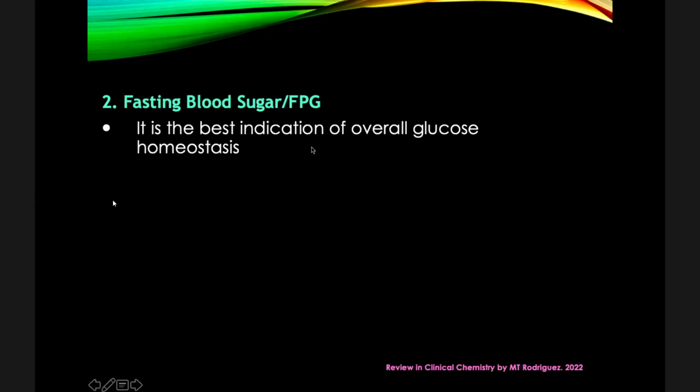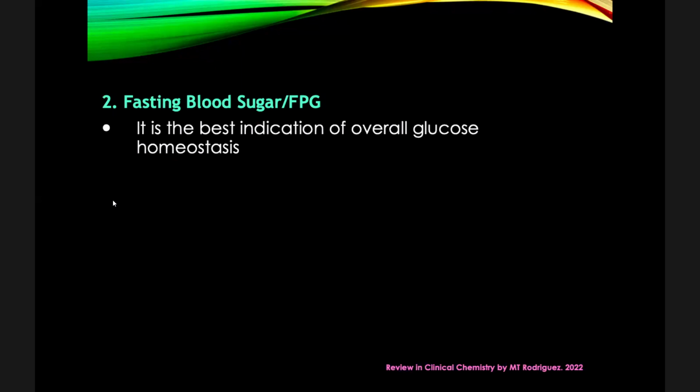Kasi that is the screening test for DM. The fasting blood sugar is a measure of glucose homeostasis. Take note. What do you mean by homeostasis? The balance of glucose inside the body. And when do we achieve that balance? After 8 to 12-hour fasting. Remember, this is the only measure of glucose homeostasis, or the balance of glucose in the body.